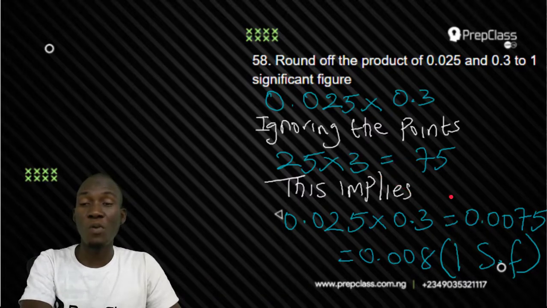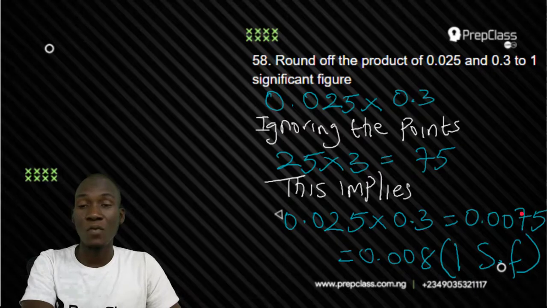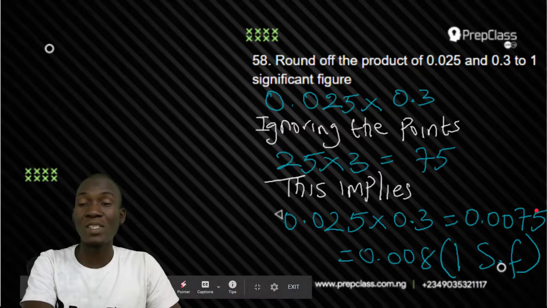Now since we have 0.0075, one significant figure means the first significant number after 0, or we say the first non-zero digit. Now the first non-zero digit here is 7. We cannot just pick 7. We have to check what's the number after the 7. The number here is 5.